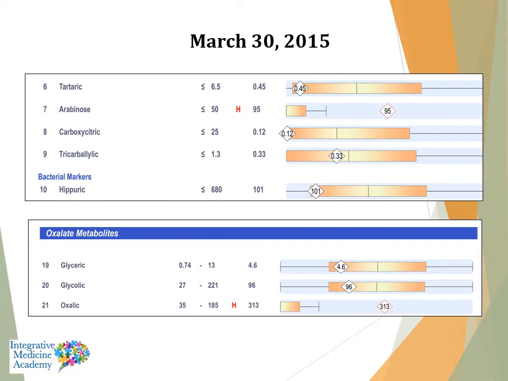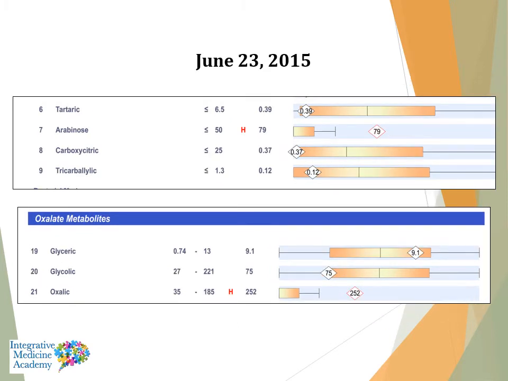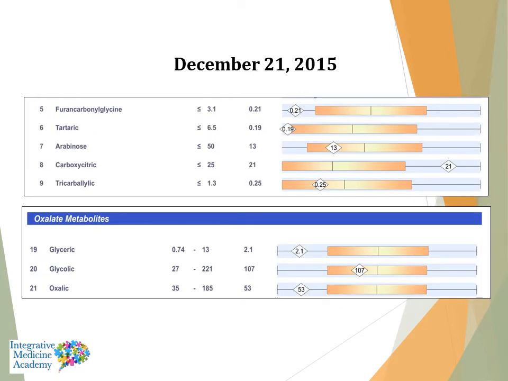As the months rolled on, we can see the arabinose level starting to drop. The oxalate levels might go up initially as the body starts getting rid of oxalates, but then over time the levels start to drop accordingly, and so by the end of that time frame, which was about 9-10 months, there was a complete normalization of both the arabinose and the oxalic acid.